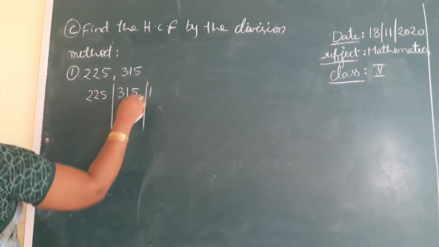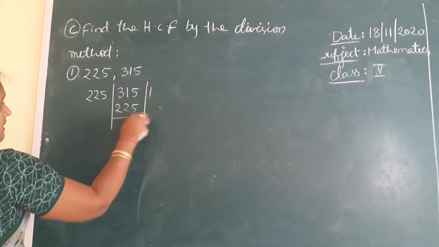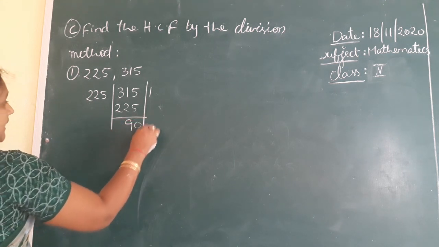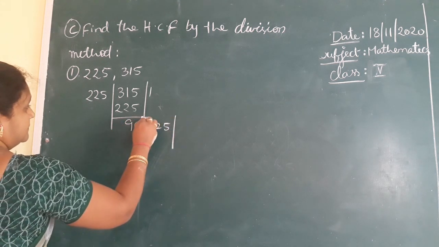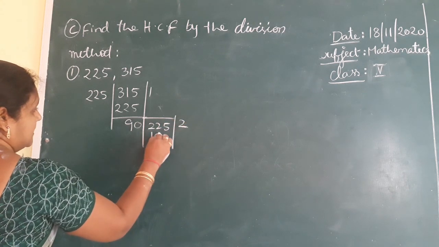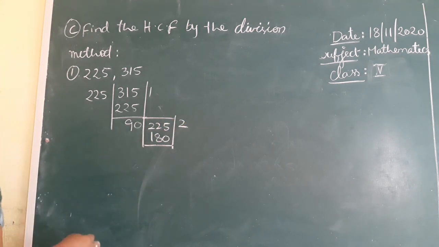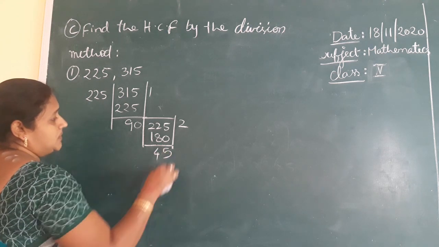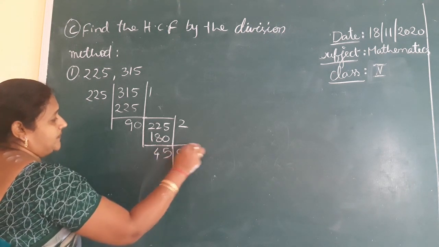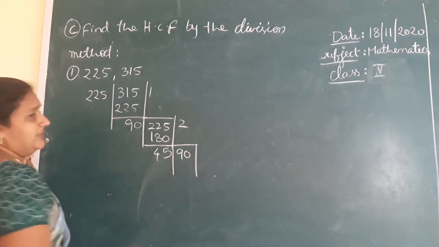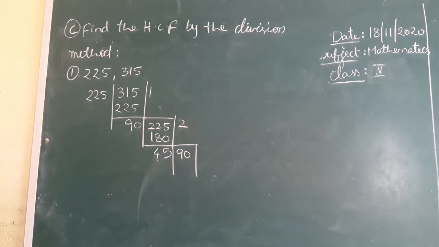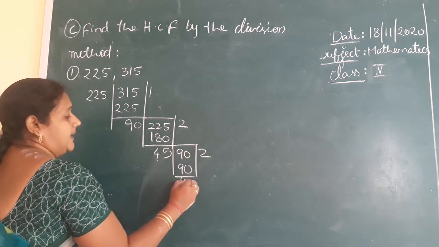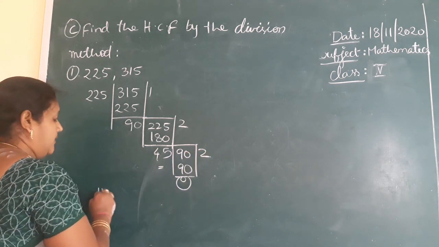Yes, na? 225. 5 minus 5 is 0. 11 minus 2 is 9. 90 divides 225. 9 2s are 18, so 180. 5. 12 minus 8 is 4. 45 divides 90. How many times does it divide? 45 with 9. 45 2s are 90. Remainder 0. Here the HCF is 45.